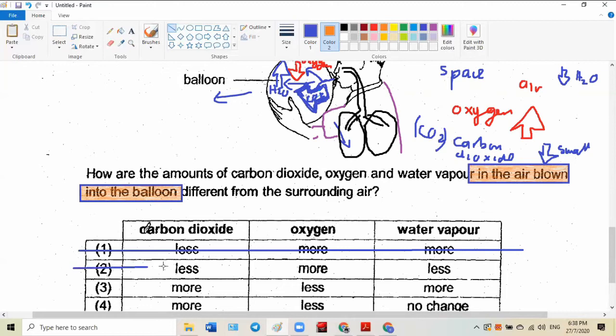So it's more in the balloon, not outside the balloon. See, different from the surrounding. Okay, so it's more. How about oxygen? Oxygen was less, right? But how about water vapor? Water vapor more. More, yeah. So then the answer is 3 lah. You know, answer 3 lah, yeah.